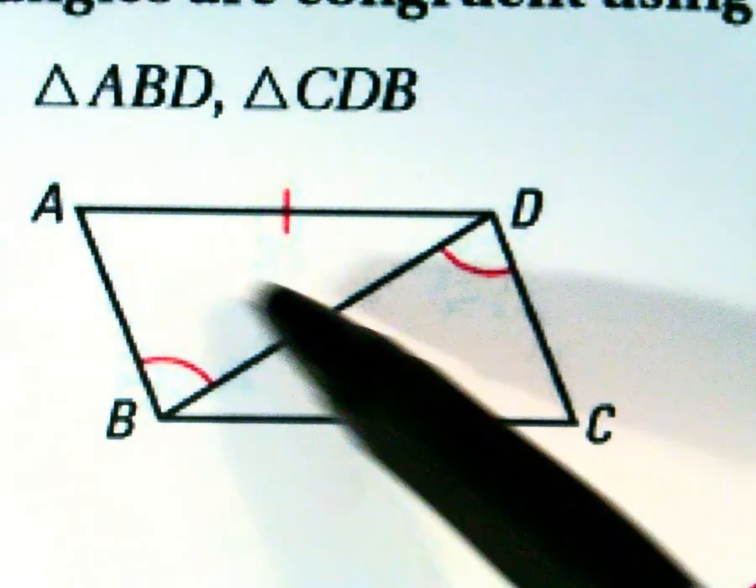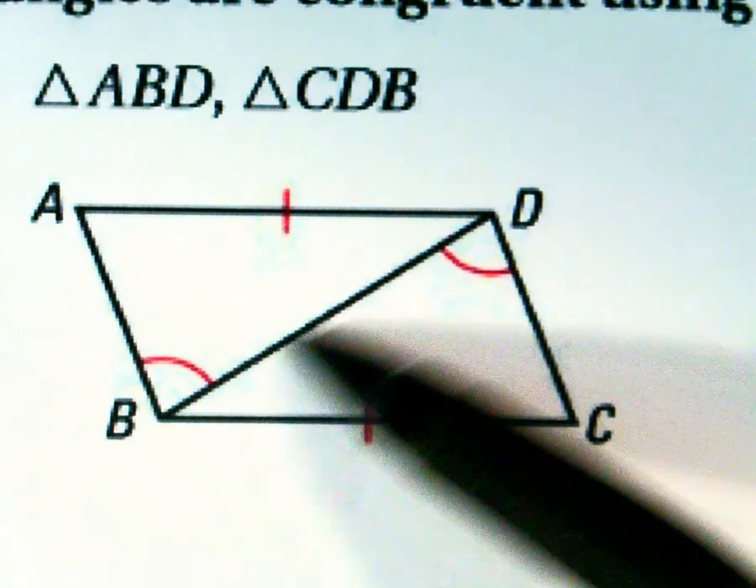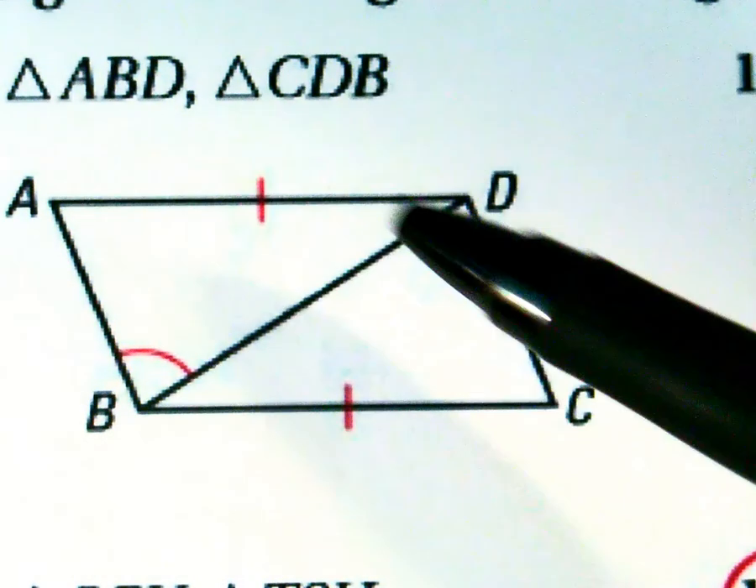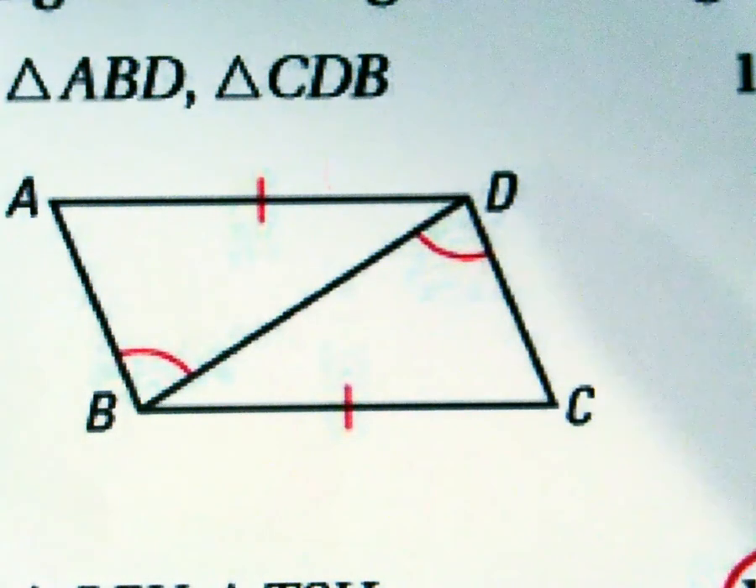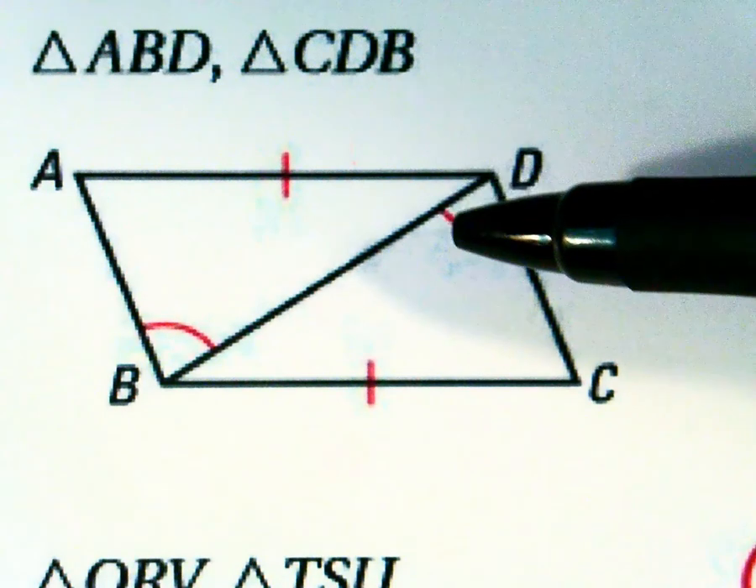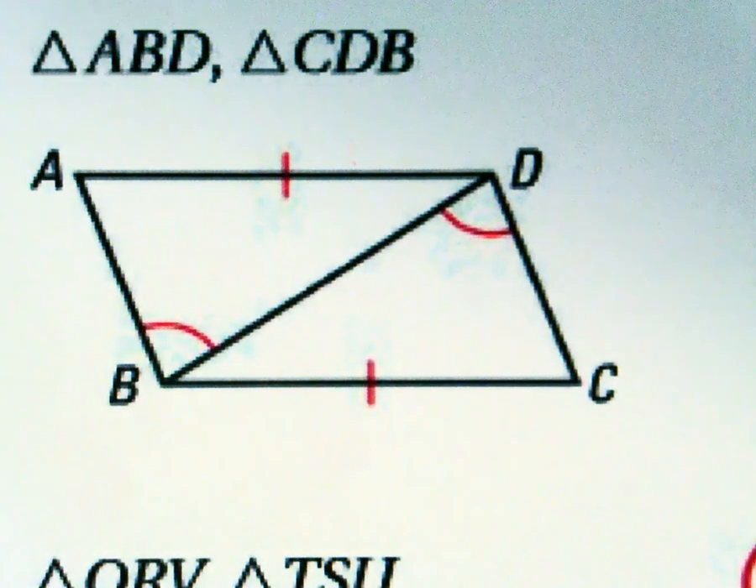When it's here and here, it's identity. Yes, okay, same segment. So that can also count as another pair of sides, the BD that's in the top one and the BD that's in the bottom one. So there are two sets of congruent sides, and there is an angle. Well, that sounds pretty good, doesn't it?